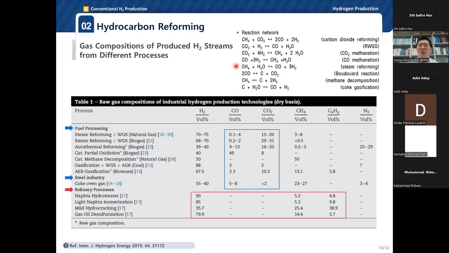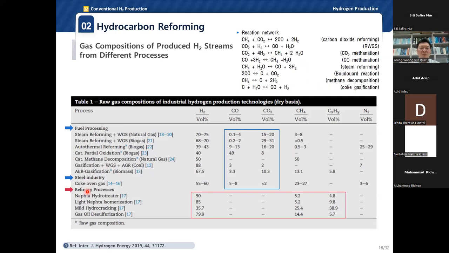But not only this reaction, but also the other reactions take place at the same time. Importantly here, C plus H2O to CO plus H2. So this C is the coke formed by the reaction. That coke is made by these two reactions, from the CO and methane. The 2 moles of CO will be dissociated into solid carbon and CO2. That reaction is named the Boudouard reaction. And then methane is decomposed to solid carbon, that's coke material, and hydrogen. Right now, some researchers are focusing on the methane decomposition to produce the hydrogen. So those reactions occur in the case of the coke oven gas coming from the steel industry.